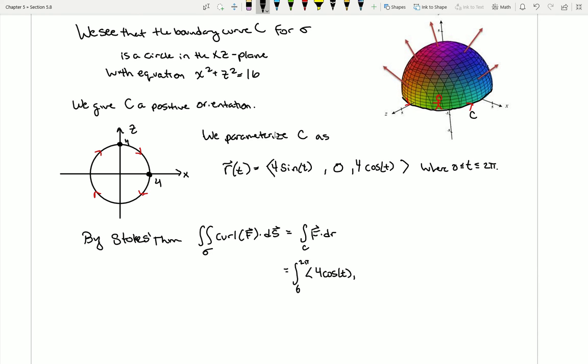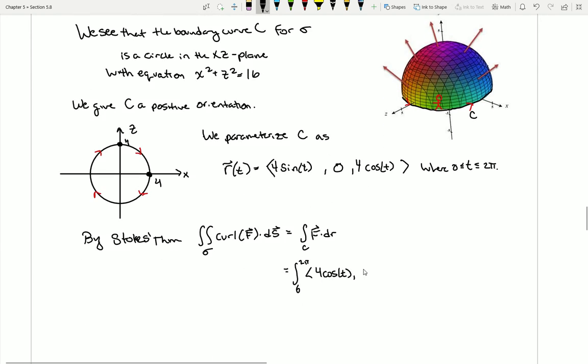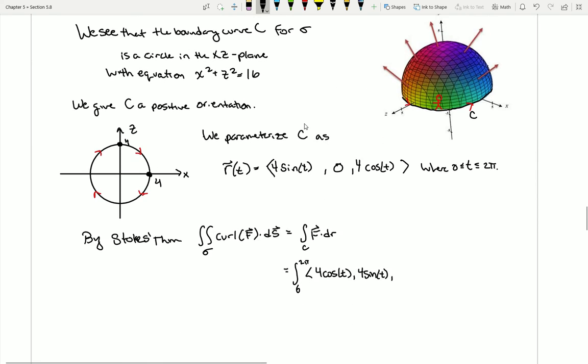Then I'm going to look at my vector field F and see what my middle term is going to look like. It's going to be x times the cosine of 0. Cosine of 0 is 1, so it's just going to be a 4 sine of t. And my last component here is going to be x times z times the sine of y. Well, the sine of y is 0. So sine of 0 is 0. That whole last component is just 0.